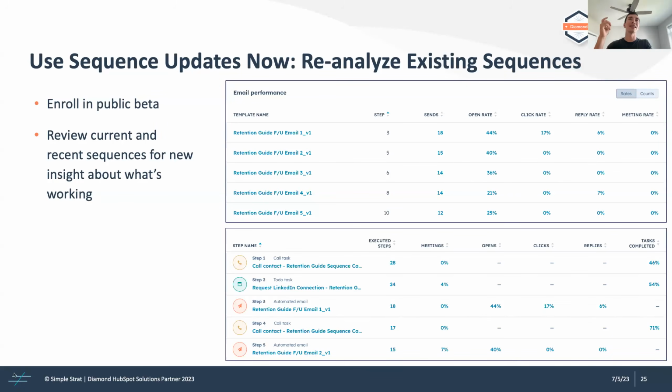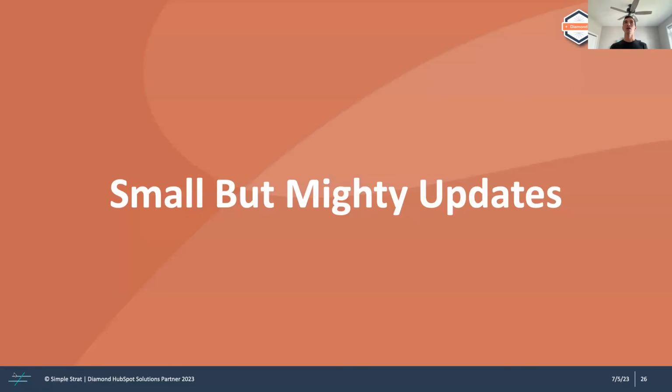And so you might want to adapt your sequence to include more calls. Or maybe you find that sequences that include some LinkedIn actions have a higher meeting rate than the ones that don't. So there's all kinds of different ways that you can use this new reporting that's a lot more accurate to go back and optimize those sequences, when in the past you really had pretty limited data to be able to optimize those for.